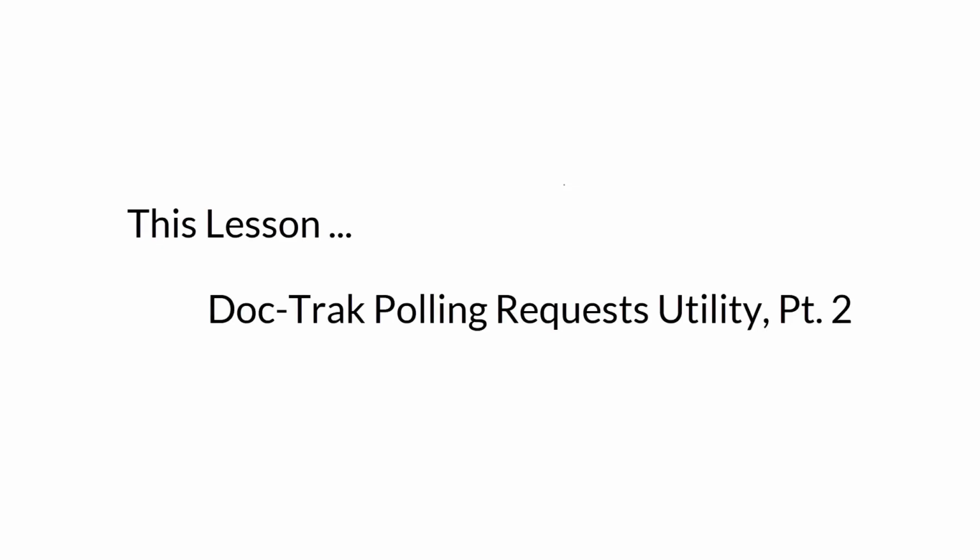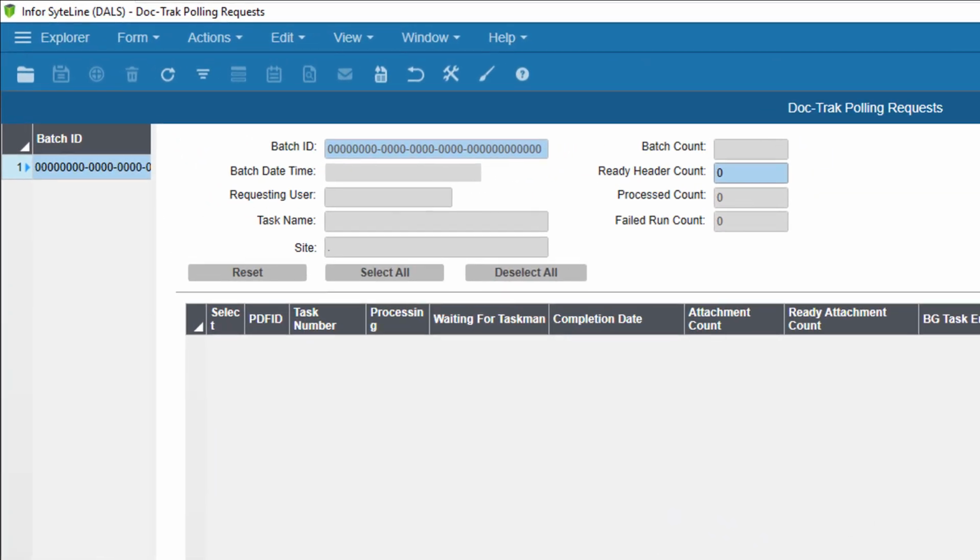For this lesson, we're going to complete our look at the DocTrack polling request utility. Specifically, we're going to use it to identify and fix some common problems that you can run into with DocTrack polling. In our last lesson, we reviewed the DocTrack polling process and looked at the fields that make up the form.